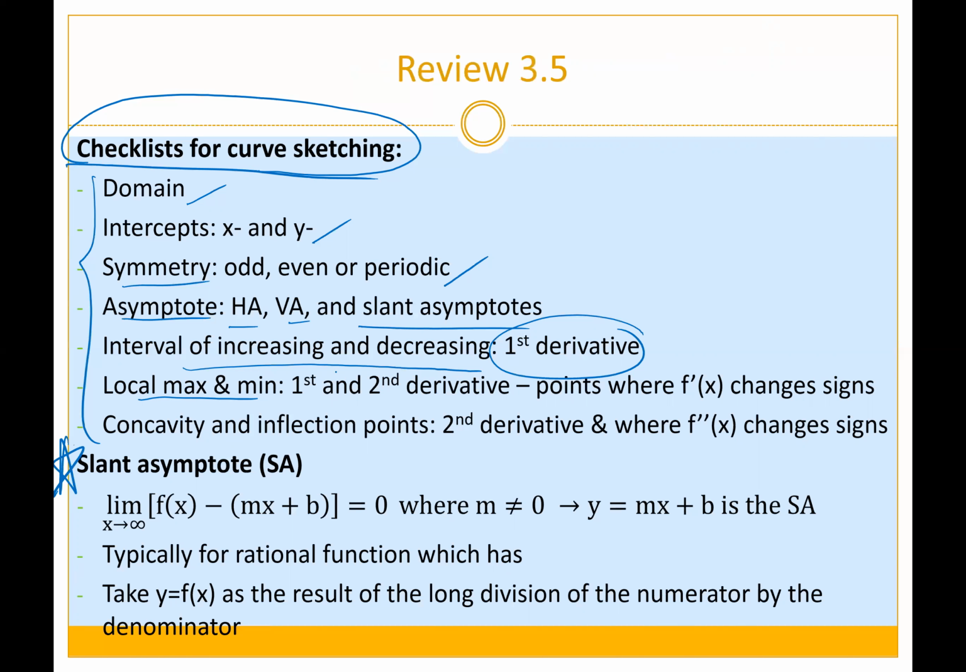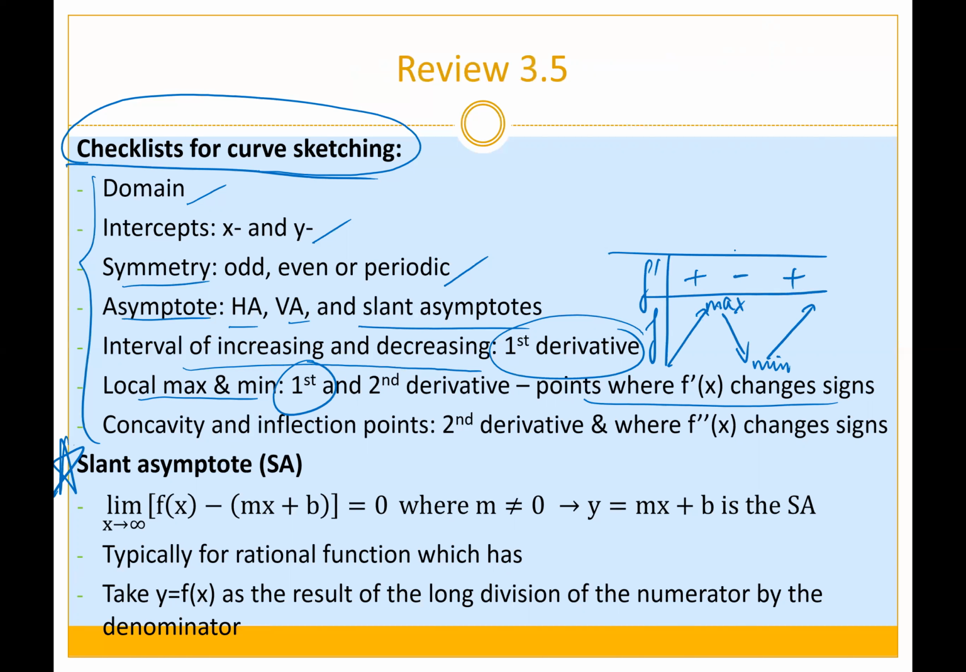But I usually just use the first derivative test. Look at points where f prime of x changes sign. So like this: positive, negative, positive. So this is f prime. Your function f is going to be increasing, decreasing, increasing. This is a max, and this is a minimum. This is an easy figure to remember.